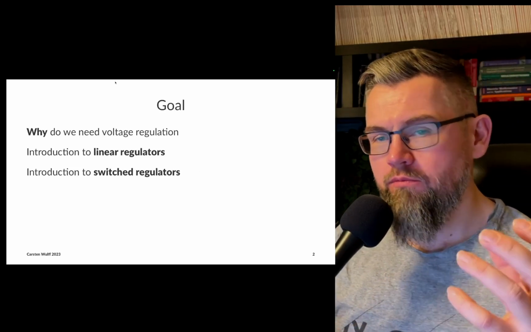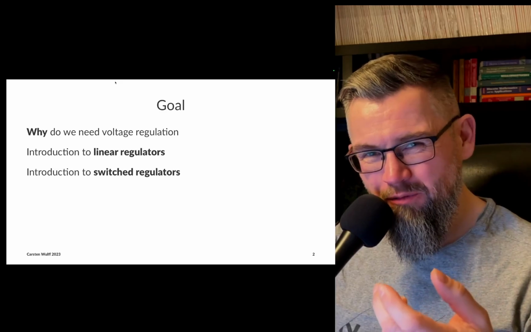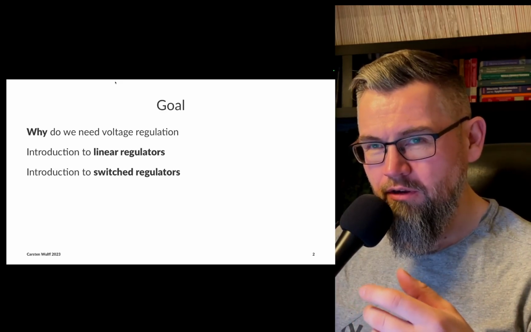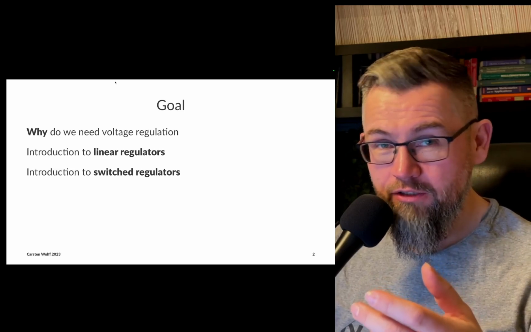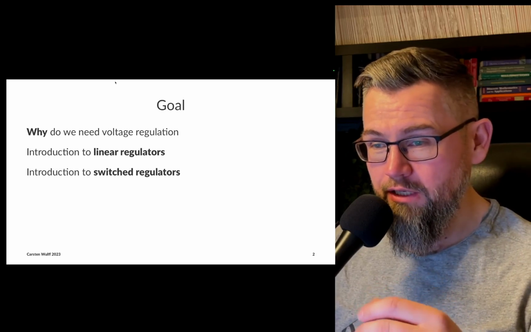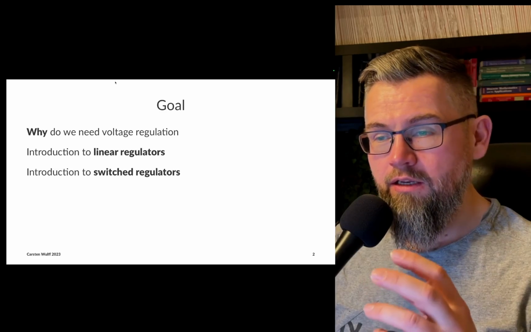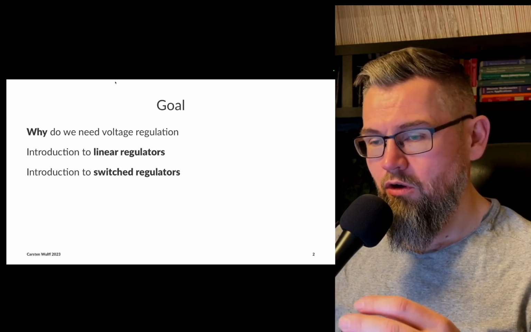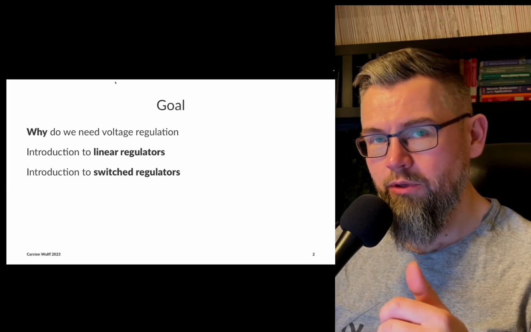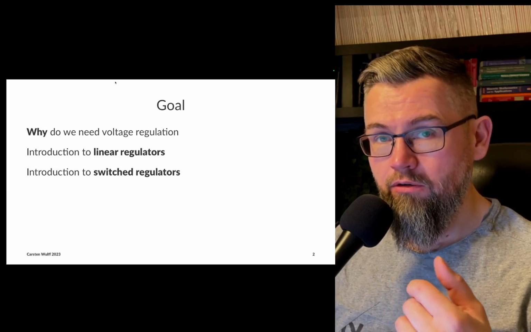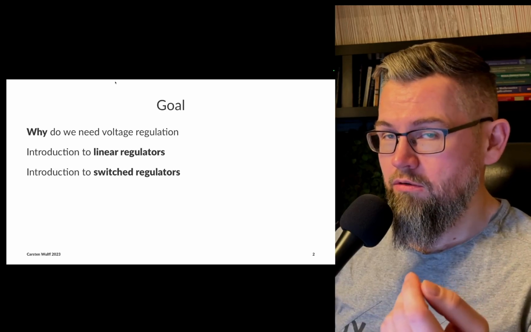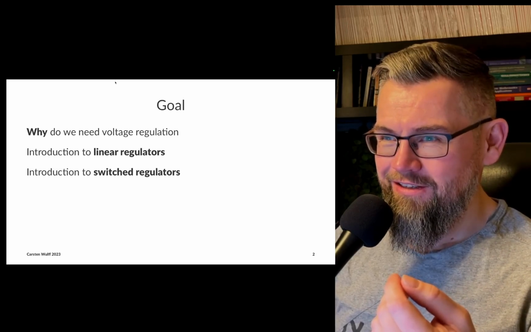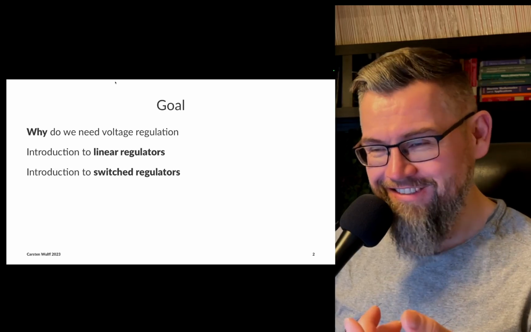First of all, I just want to justify a bit why we need voltage regulation. How do we use it on a chip? Why don't we just supply externally with the voltage we need? And then introduce the two types of regulators that we use on chip. One is what we call linear, the other is called switched. And those names should be quite literal.